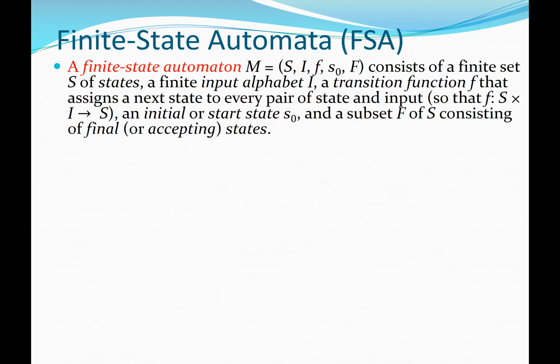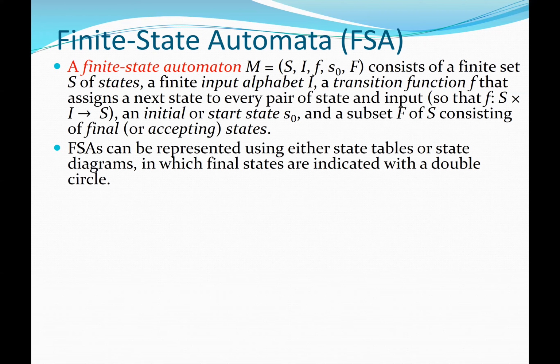S contains the set of states, and then I denotes a finite input alphabet, so it would be like 1001. So that will be I. And then F will be the transition function. And then S0 will be the beginning, the initial state. And then F will be the final state, or the accepting state. So remember, it will have those 5. We have 2 options: we can use a table or we can use a diagram. I want to show you both.